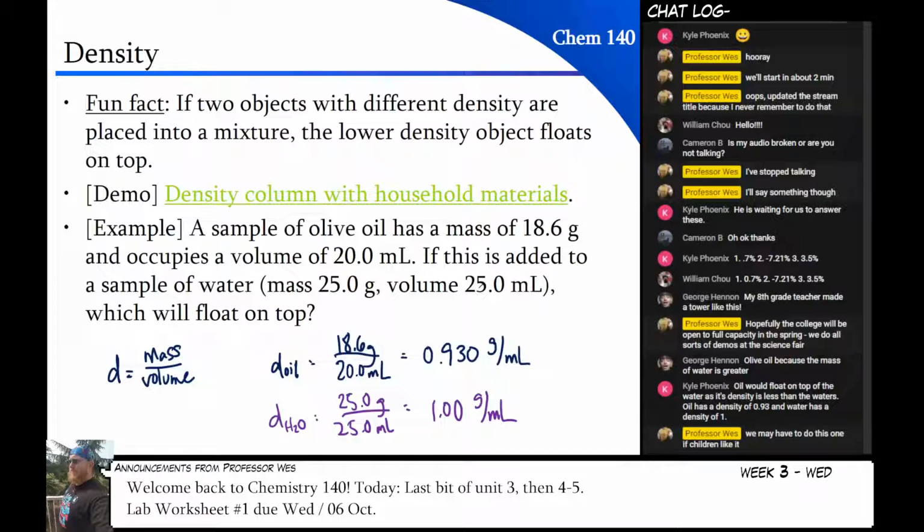And because the oil has a lower density than the water, the oil will float on top of the water.